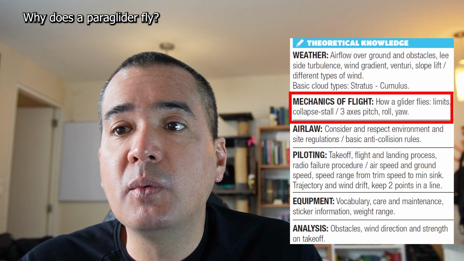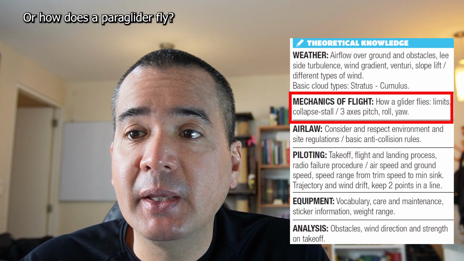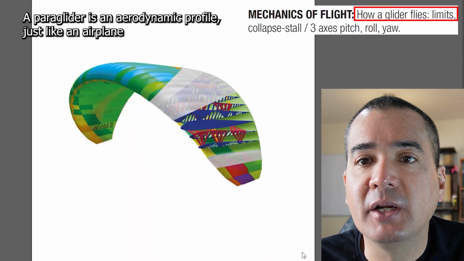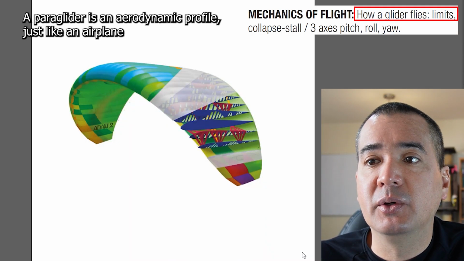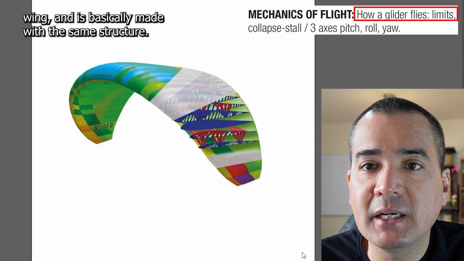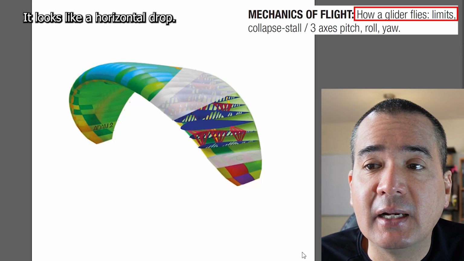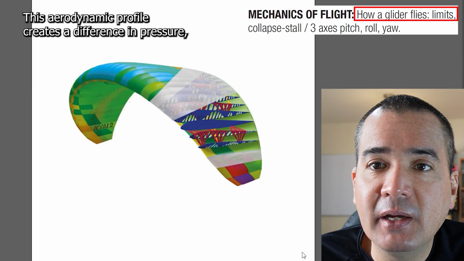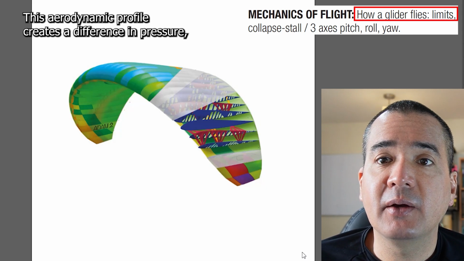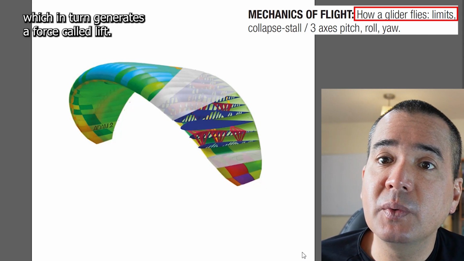Why does a paraglider fly? Or, how does a paraglider fly? A paraglider is an aerodynamic profile, just like an airplane wing, and is basically made with the same structure. It looks like a horizontal drop. This aerodynamic profile creates a difference in pressure, which in turn generates a force called lift.